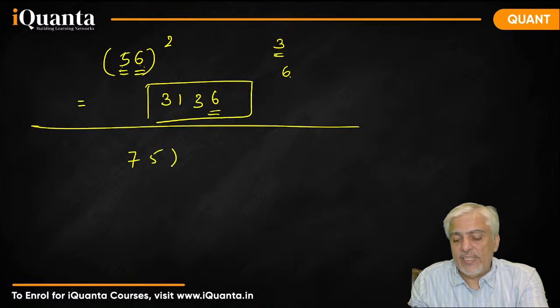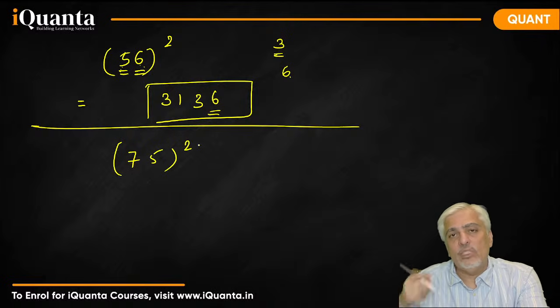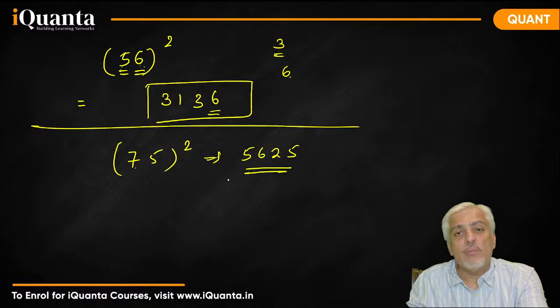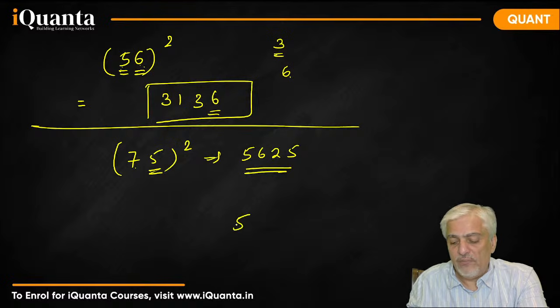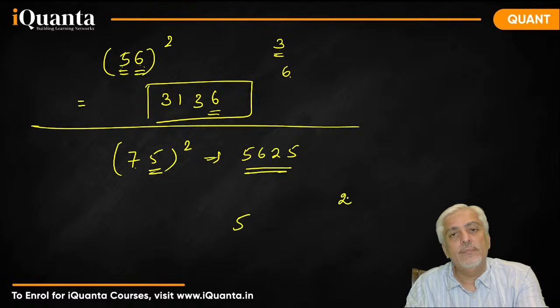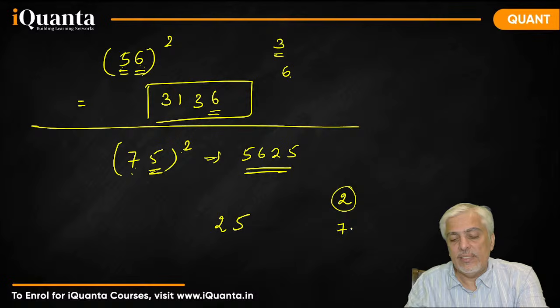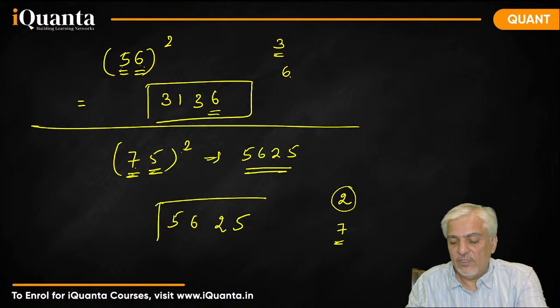Let's try 75 square with this method. You know it by the other method. What was the other method? What comes after 7? 8. 7 8s are 56 and 25. But if I am doing it by this method, 5 square 25, only 5, 2 carry over. 7 5s are 35, 35 2s are 70. 70 plus 2, 72. 7 carry over. 7 square 49. 49 plus 7, 56. 5625.